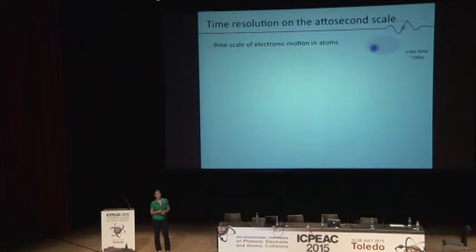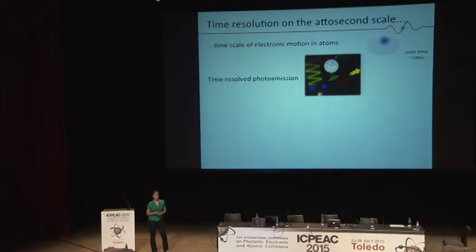So this session here is called attosecond physics. Attoseconds is the time scale of the electronic motion of valence electrons in atoms and molecules. The orbit time of hydrogen, for example, is about 100 attoseconds.